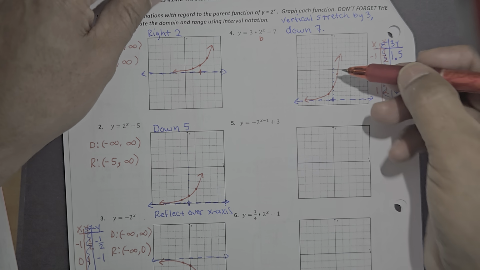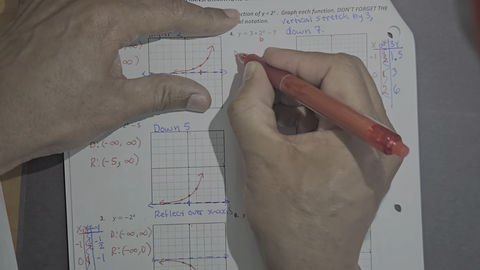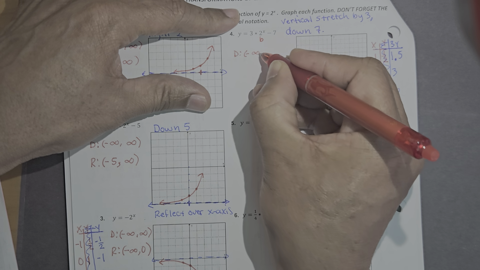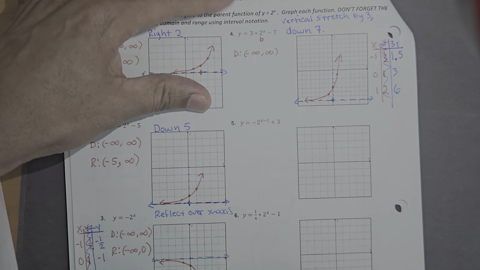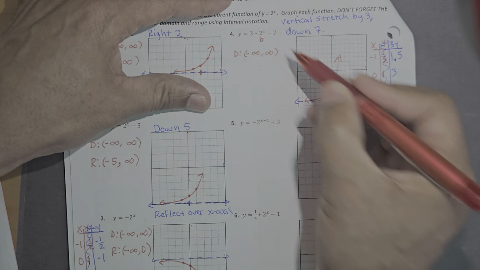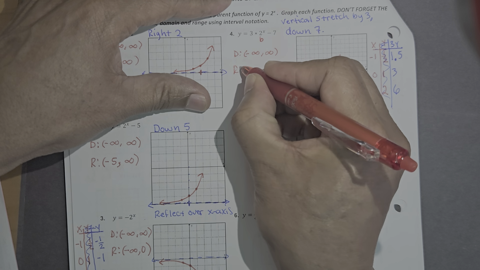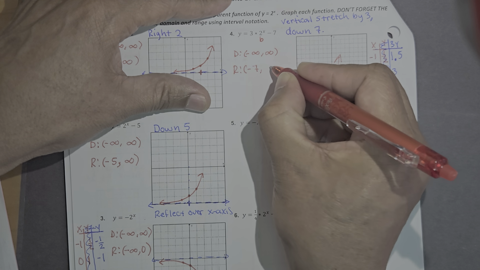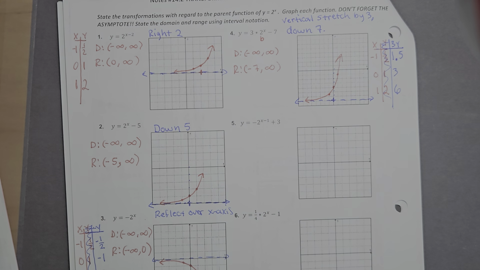Now again, domain does not get affected. So domain is still -infinity to +infinity. The range, however, is going from -7 to infinity. So the range, -7, comma, infinity.